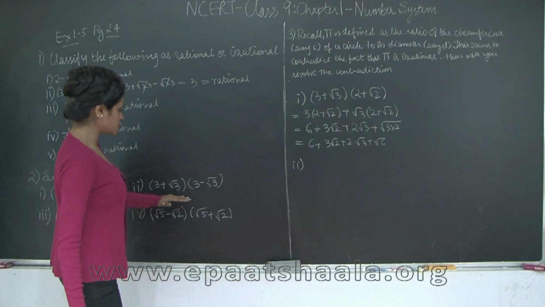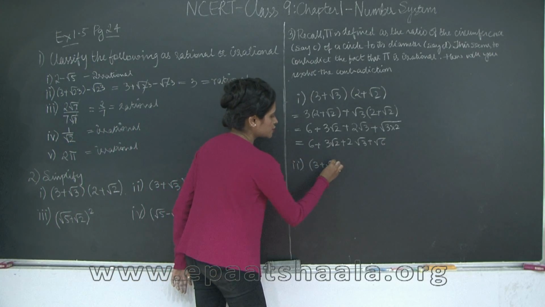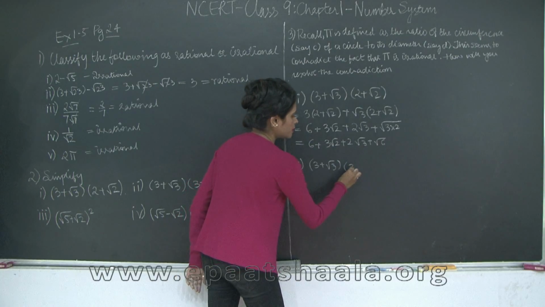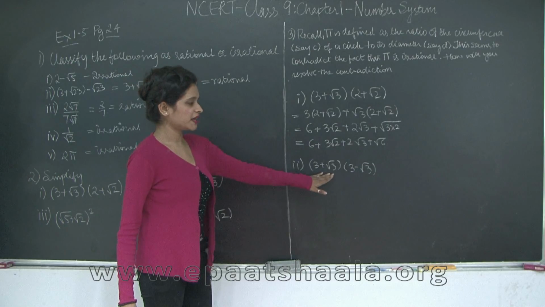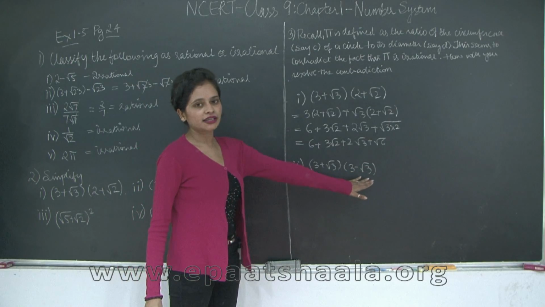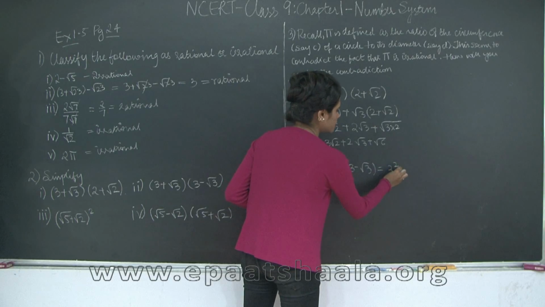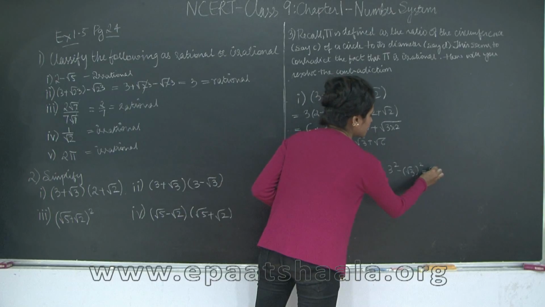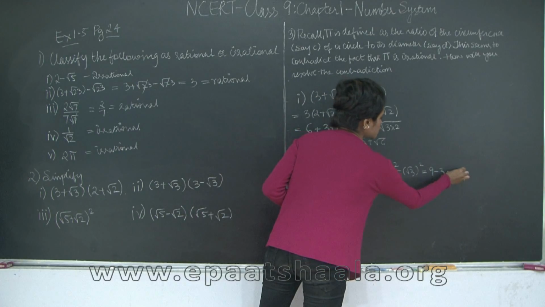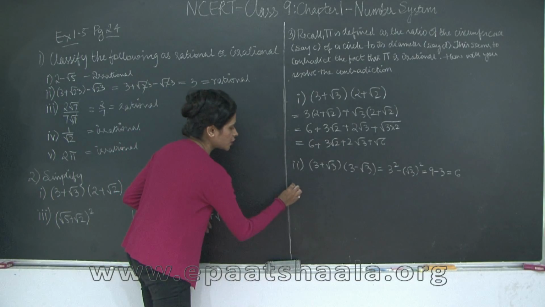where I have 3 plus root 3 and 3 minus root 3. So 3 plus root 3 into 3 minus root 3. Now this is similar to a plus b into a minus b, which is nothing but a square minus b square. So this is going to be 3 square minus root 3 the whole square, which is 9 minus 3, which is equal to 6. Simple. Let's proceed to the third one.